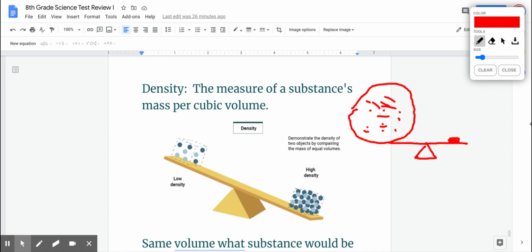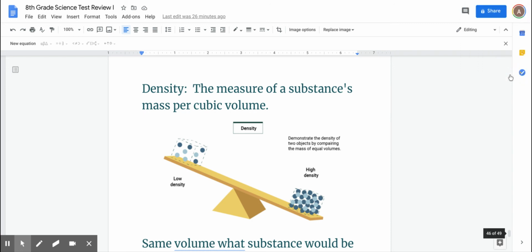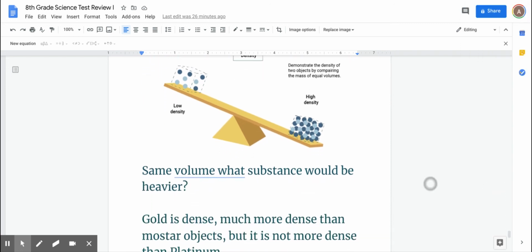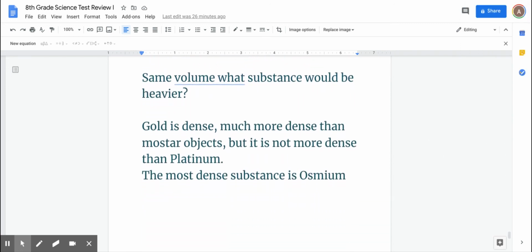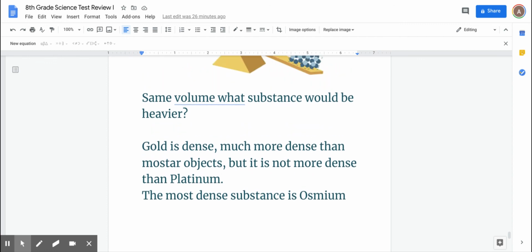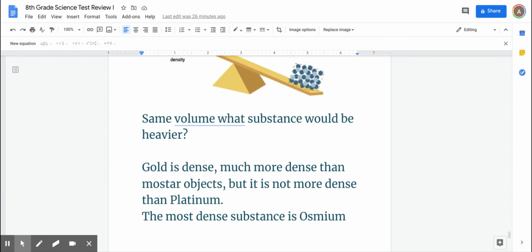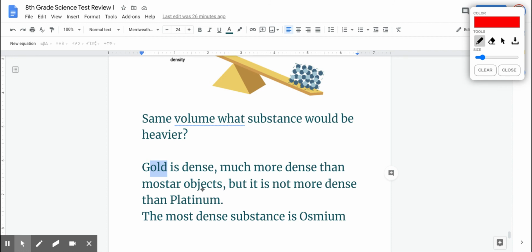Now, gold is very dense. It's really dense, but it's not the most dense object there is. There are objects that are denser than gold, like platinum. Platinum is denser. Well, actually, not much denser. But the most dense substance is osmium. Osmium is very dense.